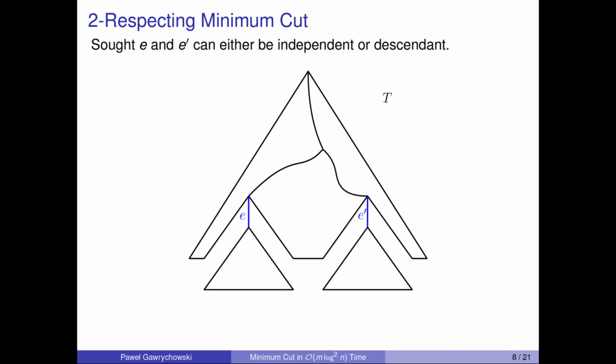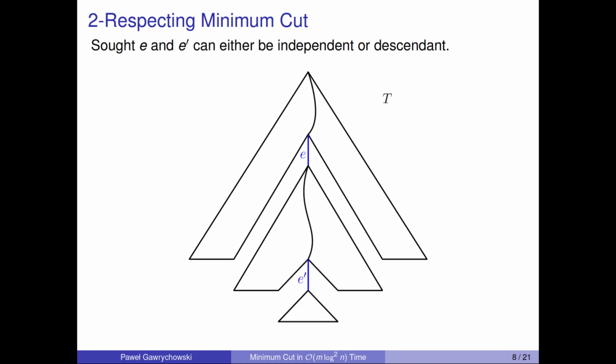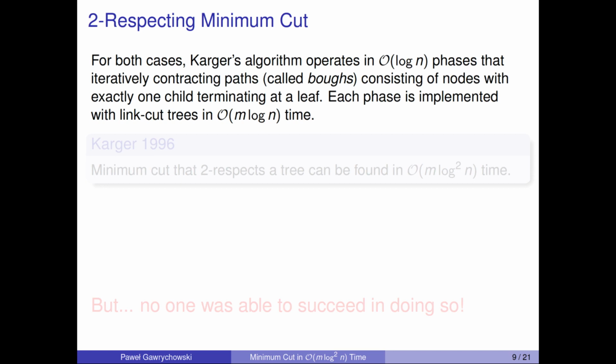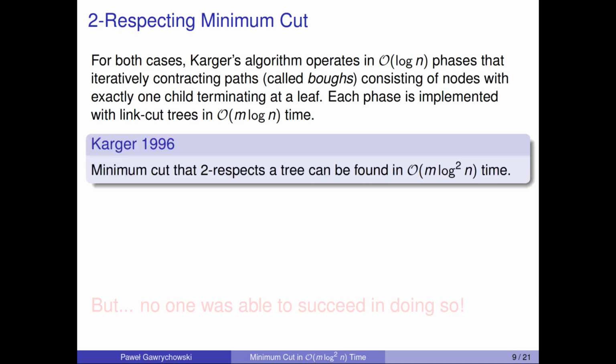What about the 2 respecting case? So Karger observed that there are 2 cases. The edges e and e' that we seek can be either independent, like that, or descendant, like that. He used different names, but anyway. For both cases, his algorithm is very similar. It operates in log n phases. Each phase contracts paths that consist of nodes with exactly 1 child ending at a leaf. He calls them boughs. Each phase is implemented with a linked tree in m log n time. So the overall running time is m log²n time.